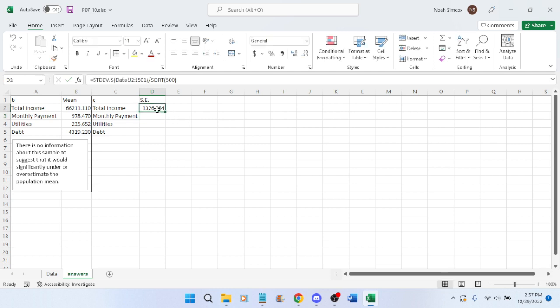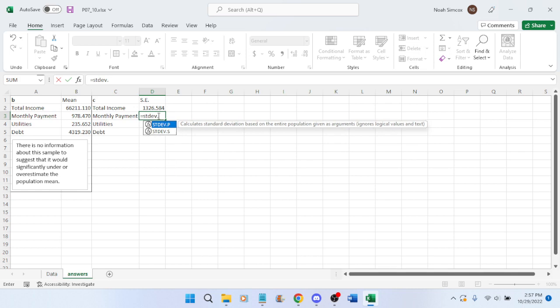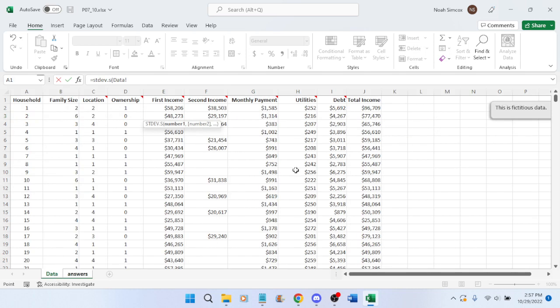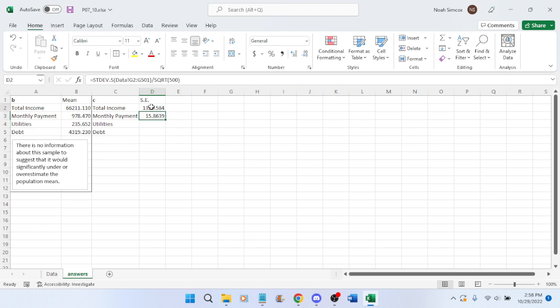Wait, hold on. So the monthly payment, so standard deviation of those divided by the square root of 500, because that's the number of things. So there, we've done 2 of them. We're good there. I'll be back shortly.